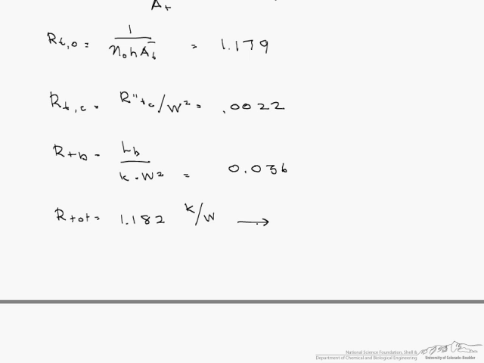So now we can solve for that maximum temperature. That equals 35 watts times 1.182. And degrees K and degrees Celsius are the same. So we can say degrees C divided by W, plus 15 degrees C, and our maximum temperature is 57.6 degrees C.